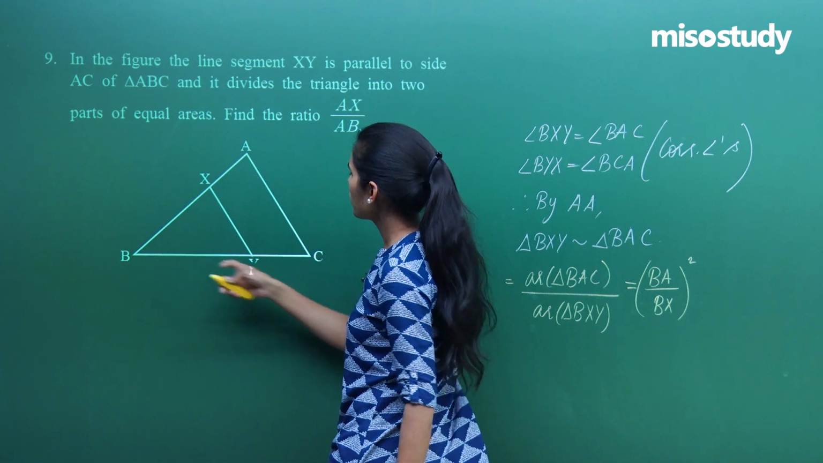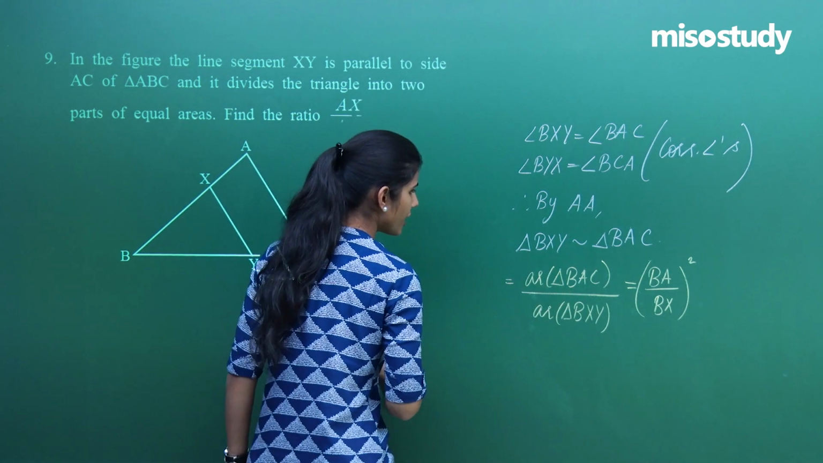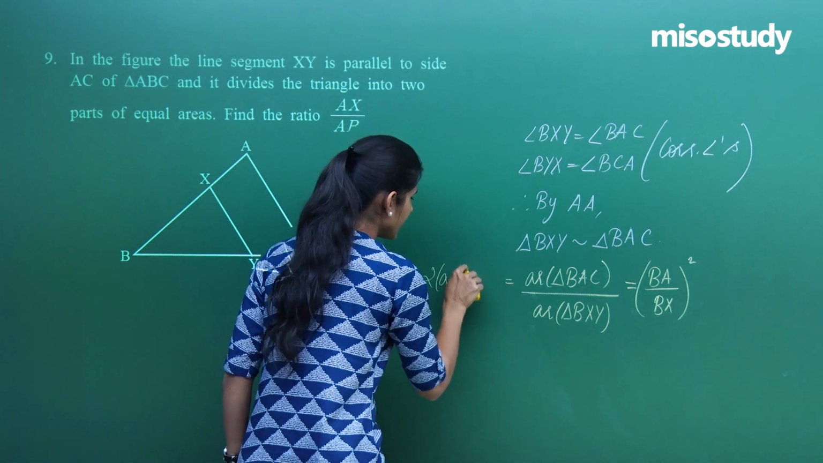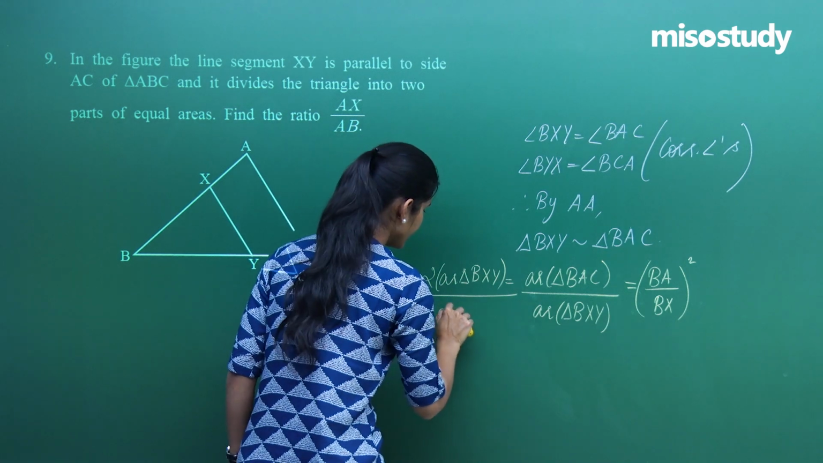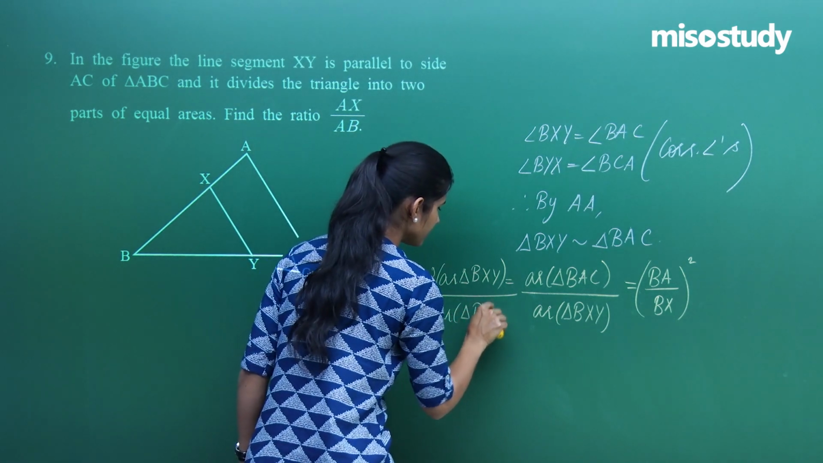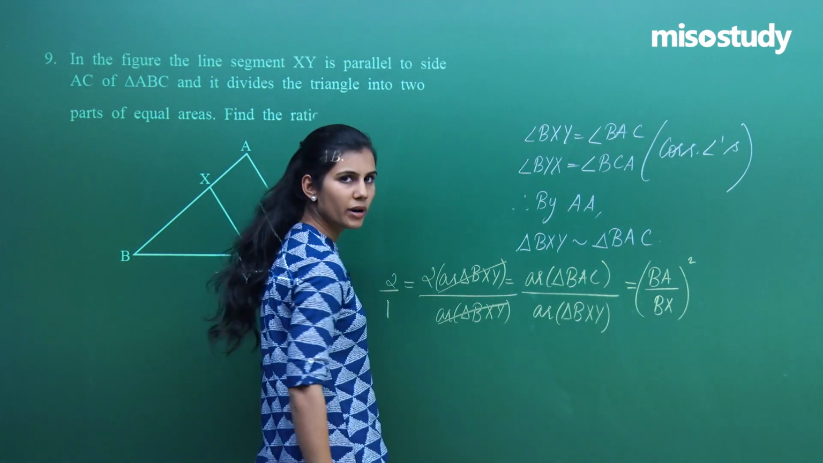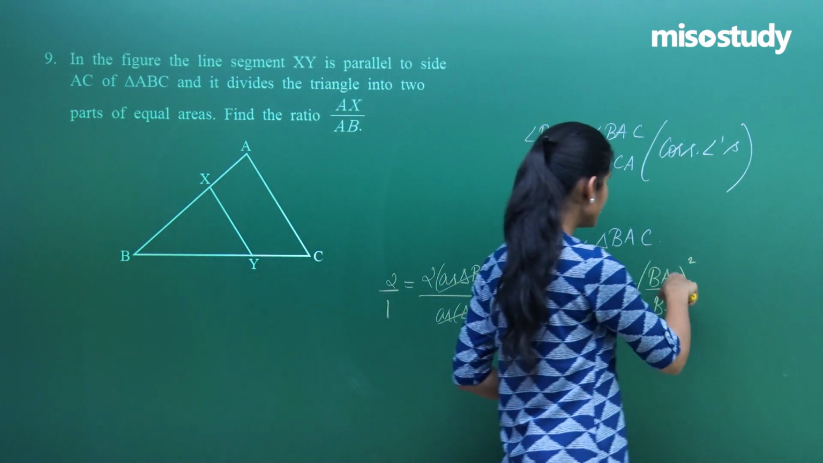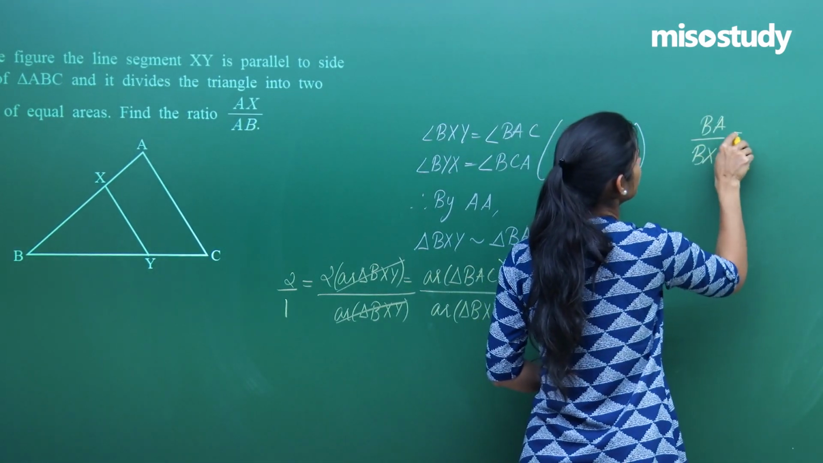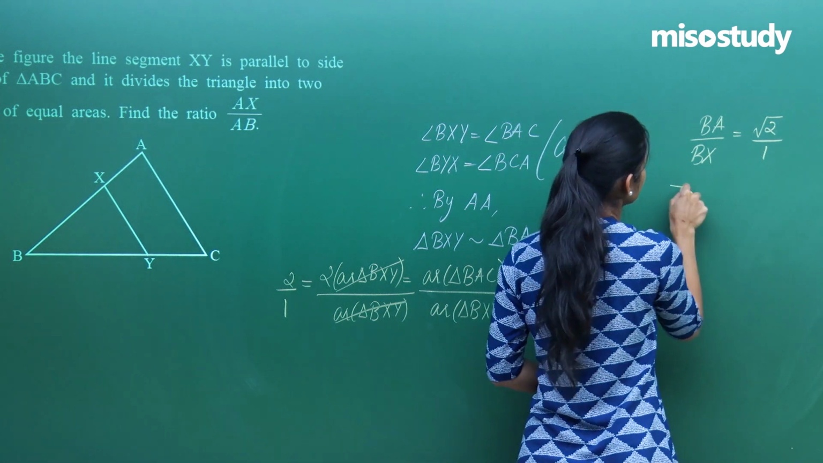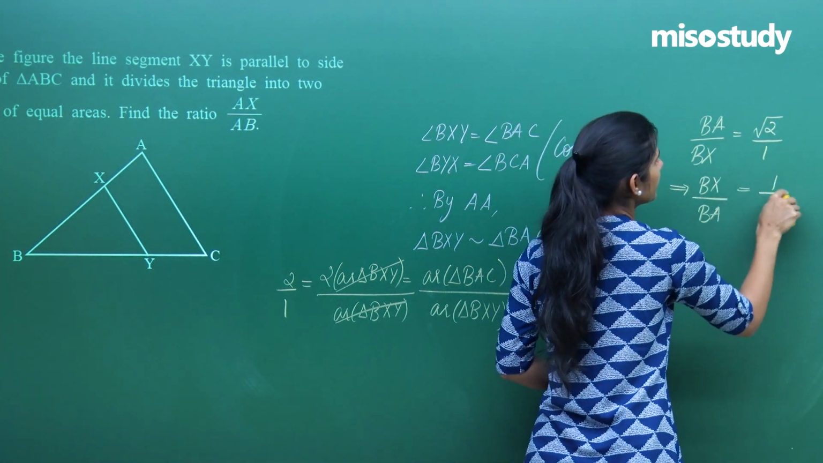So I can write area of triangle ABC as area of triangle BXY plus area of triangle BXY. So area of triangle BAC is twice of area of triangle BXY, upon area of triangle BXY. So this cancels out, you are left with 2 upon 1. So you get 2 upon 1 is BA upon BX whole square. So BA upon BX is root 2 upon 1. This implies BX upon BA is 1 upon root 2.